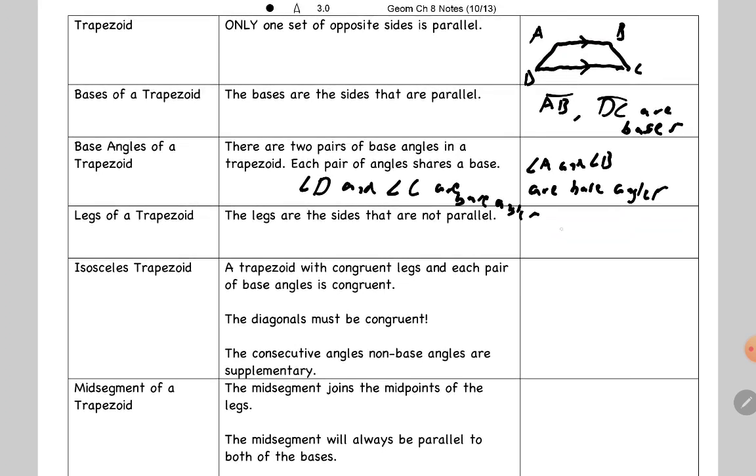The legs would be AD and BC. They are the sides that are not parallel. They're considered the legs of the trapezoid.